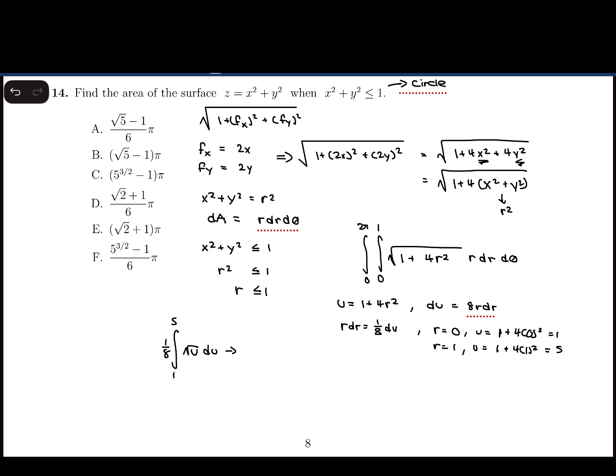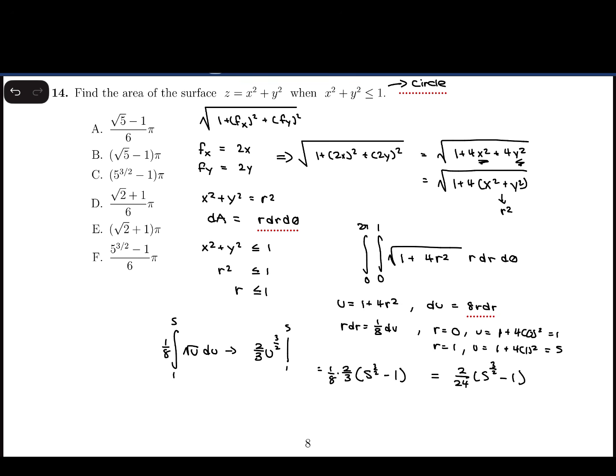So using this, u becomes 2 over 3, u to the 3 over 2 from 1 to 5, which simply becomes 2 over 3 times 5 to the 3 over 2 minus 1. 1 to the power of anything is just 1, so we just get 1. Don't forget that 1/8. So you just get 2 over 24 times 5 to the power of 3/2 minus 1.